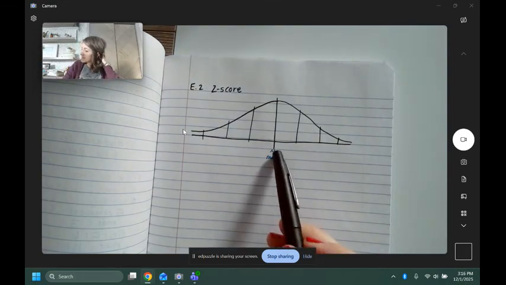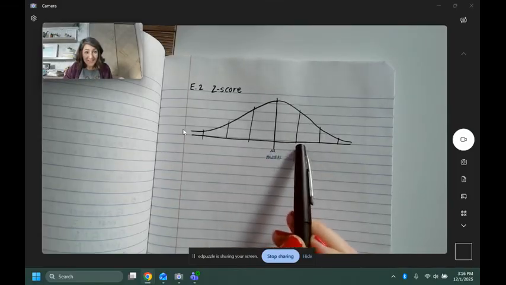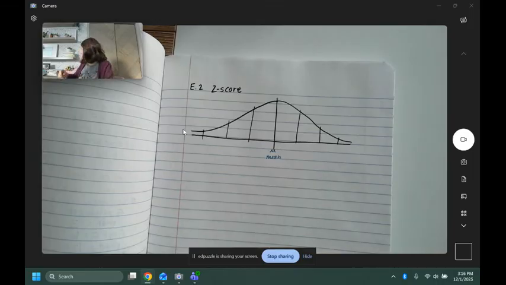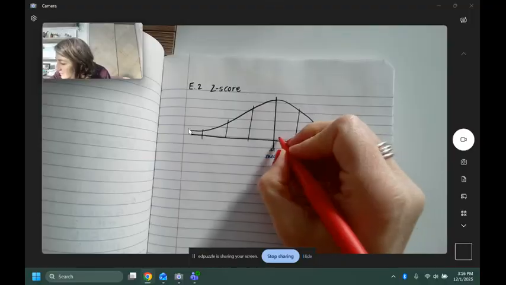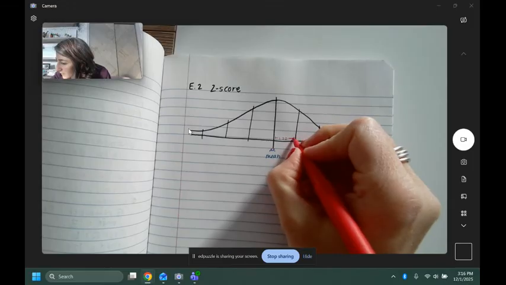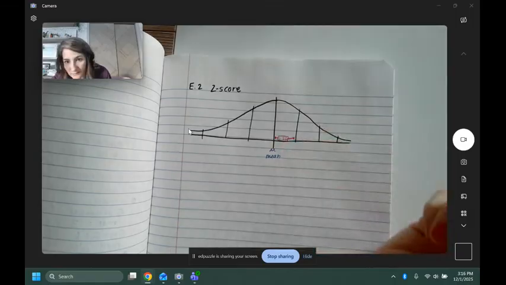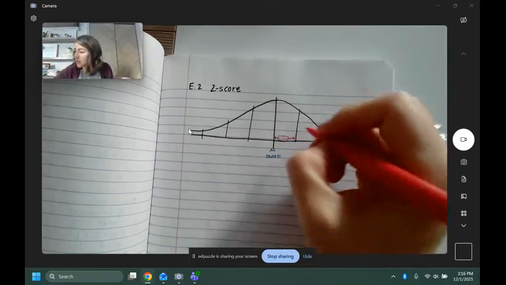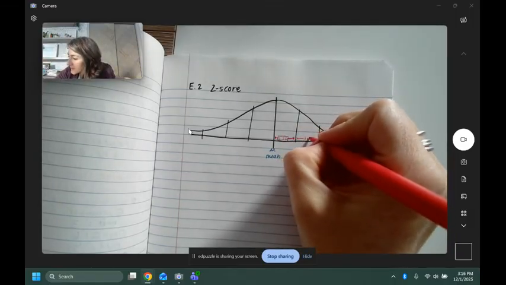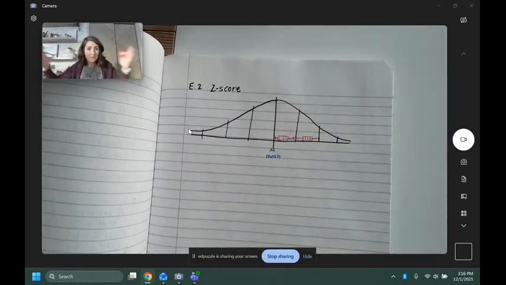So let's say this distance here between the mean and this first dash is 1 standard deviation. Here's my red pen, very bold here. 1 standard deviation, from here to here. 1 standard deviation. Okay? Each square is 1 standard deviation away from each other.